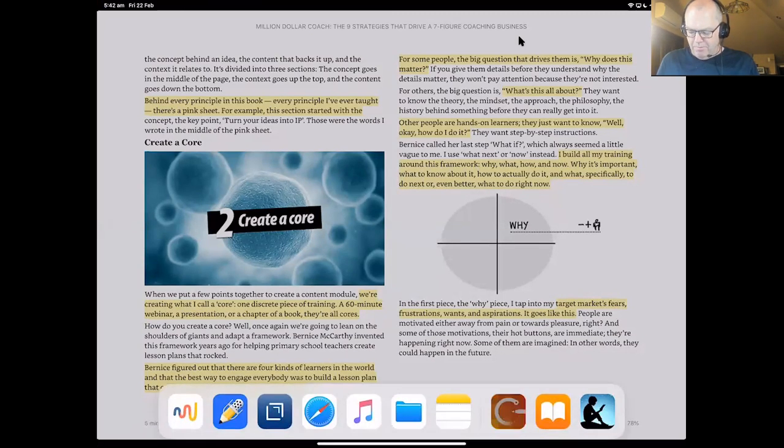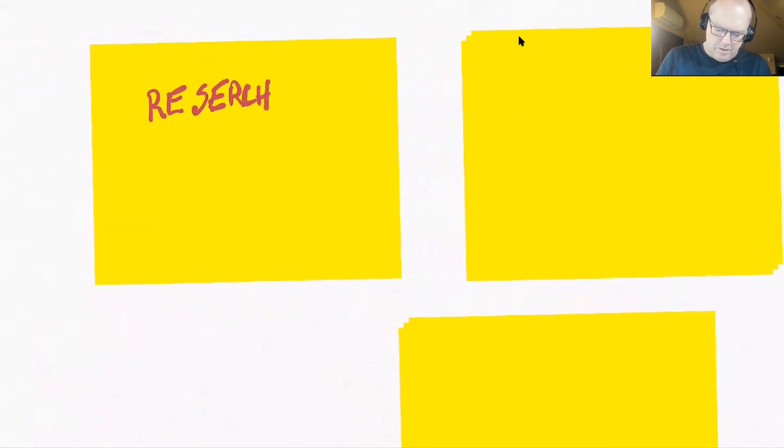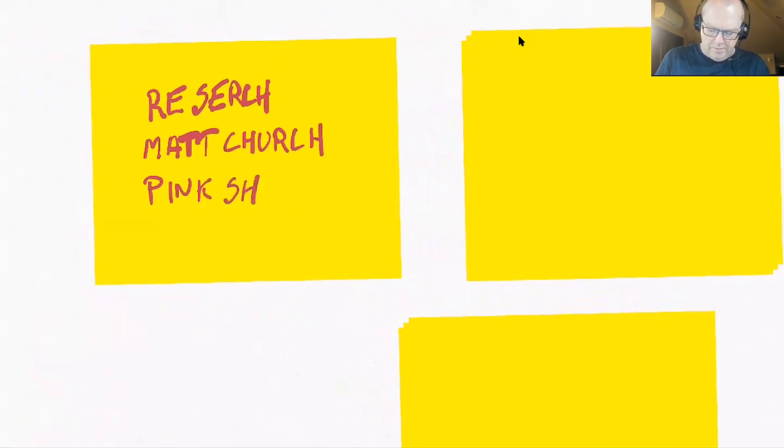So I'm going to go to our metaphoric whiteboard here, and I'm going to go into our Post-it note and write: research Matt Church pink sheet. And there are my phrases. I'm putting my quotes in phrases on Google.